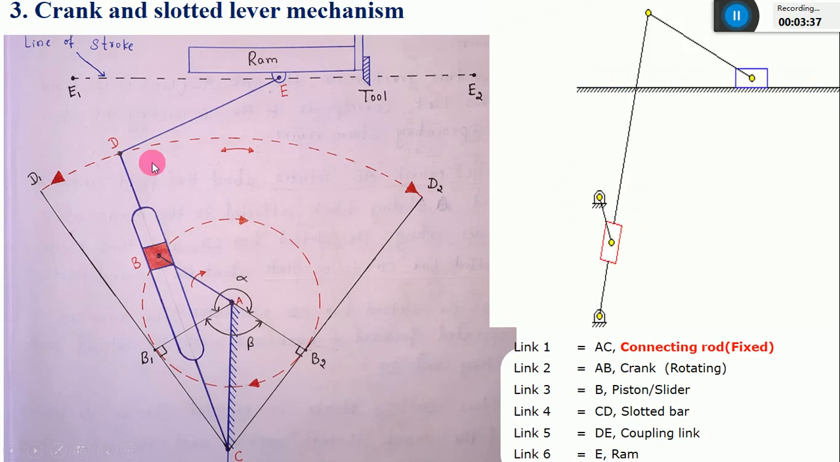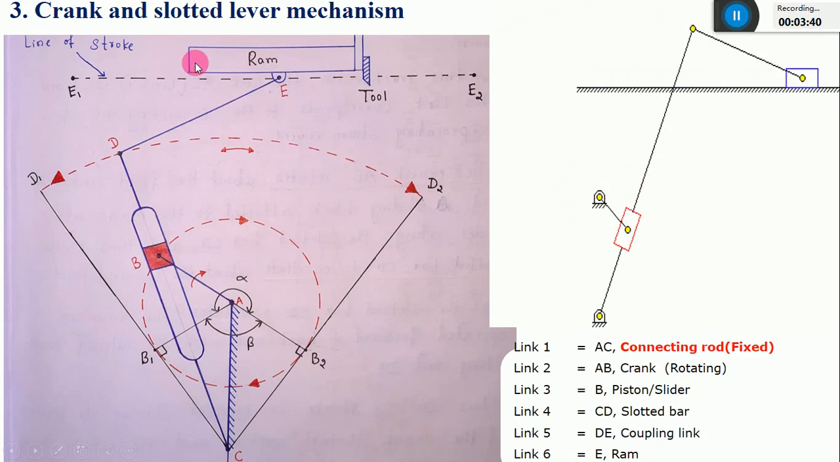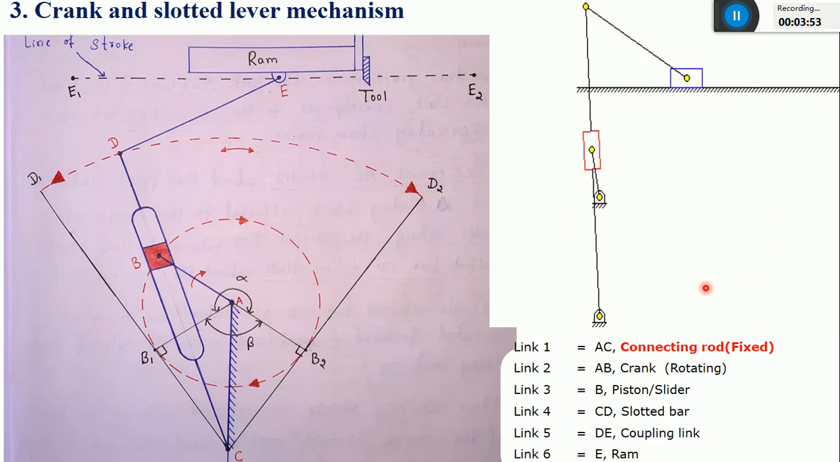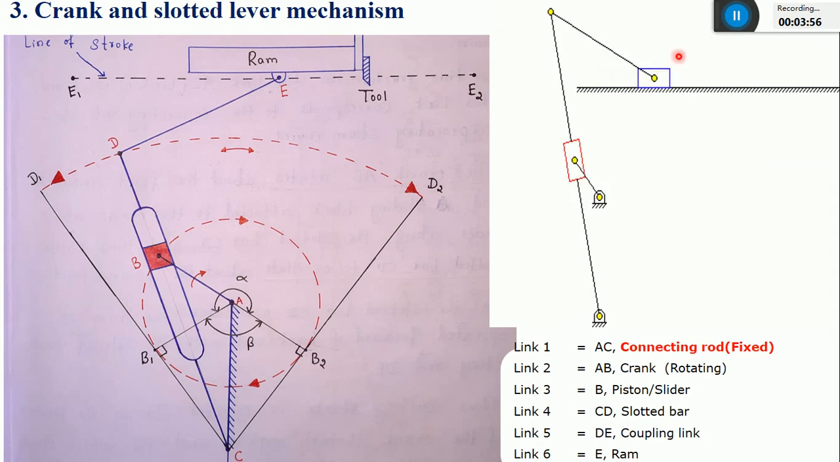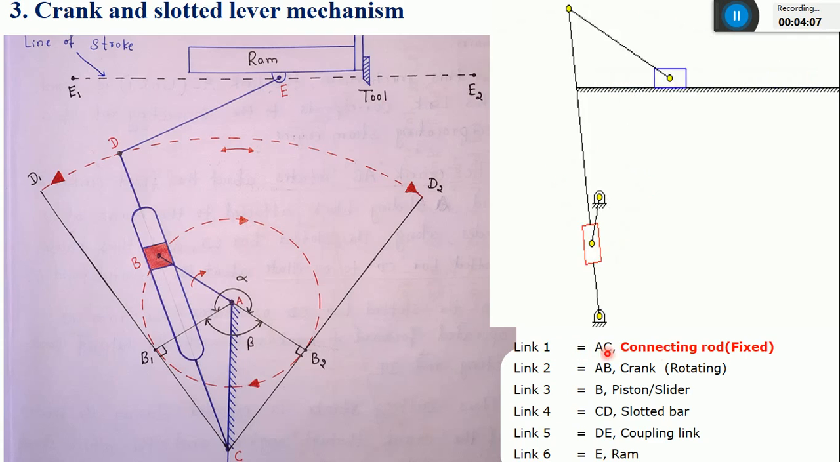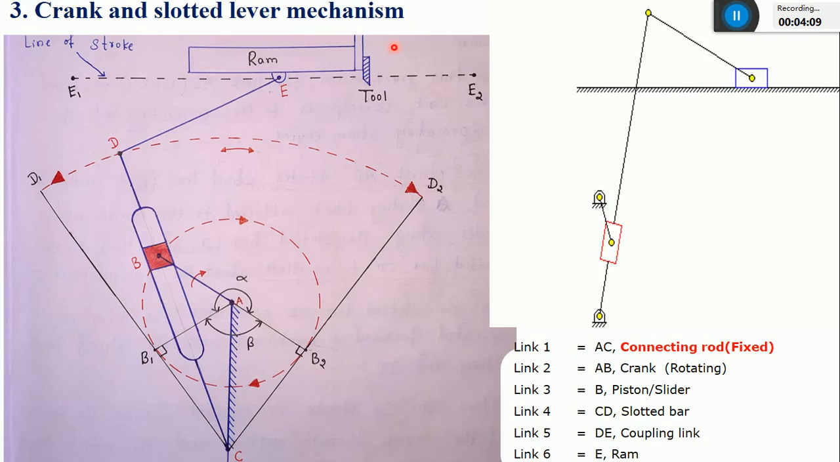So this was the example of a quick return motion mechanism, because during the forward motion it will move with very slow velocity, because it has to remove the material from the workpiece. And during the backward motion, or the return stroke, it will come very fast. Hence it is also called a quick return motion mechanism. We have discussed the different links, starting from link 1, 2, 3, 4, 5, 6, and you can see the connecting rod is fixed in this crank and slotted lever mechanism. So this is the connecting rod.